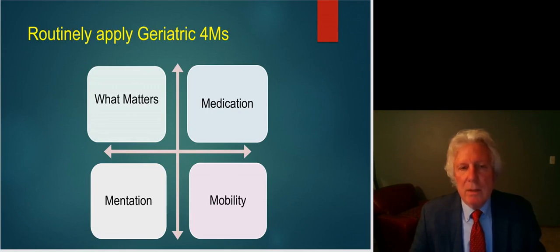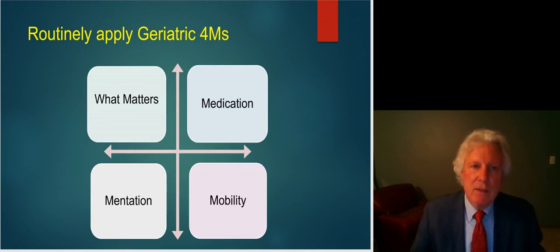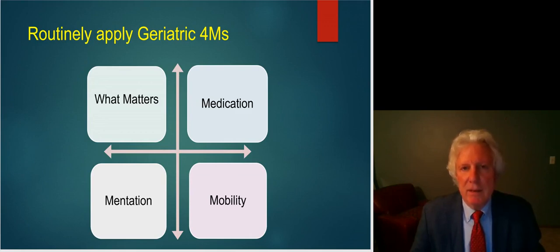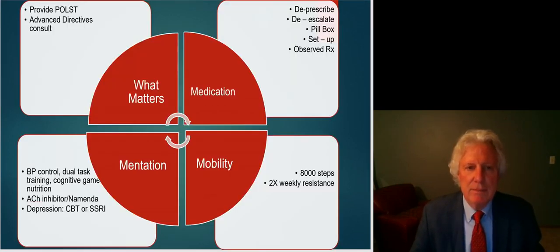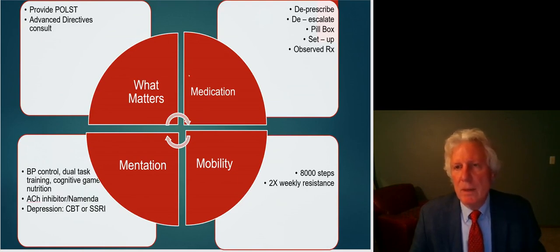So in your primary care practice or in your hospital practice, it's always important with each clinical encounter to identify the geriatric 4 M's. So you want to look at, again, what matters, medication, mentation, and mobility. And as you screen for these, on the right side here with medication, you might look for opportunities to de-prescribe, and if not to get rid of the medication entirely, then to de-escalate the dose.